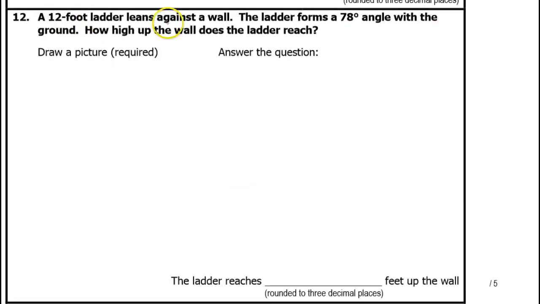Okay, a 12-foot ladder leans against a wall. The ladder forms a 78-degree angle with the ground. How high up the wall does the ladder reach?